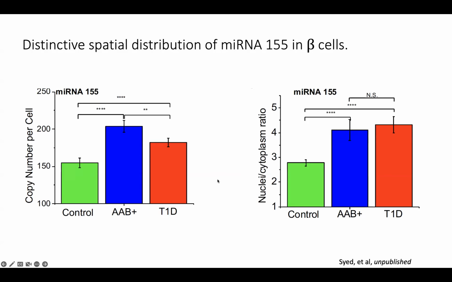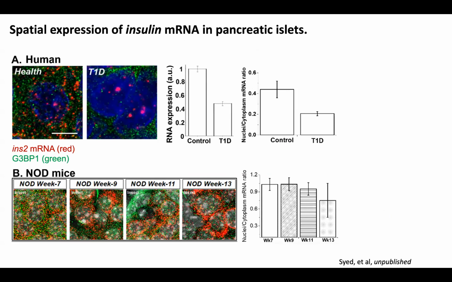So we think that is a kind of genomic transcriptomic feature of the beta cells that is associated with type 1 diabetes. And we also did similar things on other types of RNAs, for example, the insulin mRNA. This is a really interesting result, particularly in the NOD mouse, that as diabetes is propagating, the number of the RNA in the nucleus is reducing.